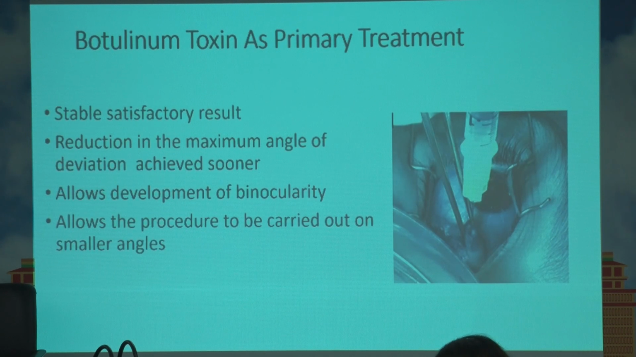There have been studies which have shown botulinum toxin being used as a primary treatment, and stable, satisfactory results have been obtained. Again, the degree of deviation is important in these cases. It reduces the total amount of deviation. For example, if we are dealing with a large deviation, by giving some amount of Botox we are bringing it down to 10 to 15 diopters of residual esotropia, which could help in achieving some binocularity. The proponents of Botox as a primary treatment propose that it allows for the development of binocularity and allows the procedure to be carried out for smaller angles where we are not planning surgeries.